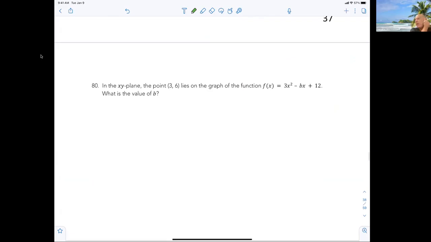All right, now I'm not doing 80 because I already said this enough times. When they give you a point, what do you do? Plug it in. All right, make sure you're hearing me again. Plug that in. X is 3, Y is 6, and you'll solve. That's too easy. All right, we're skipping 80.